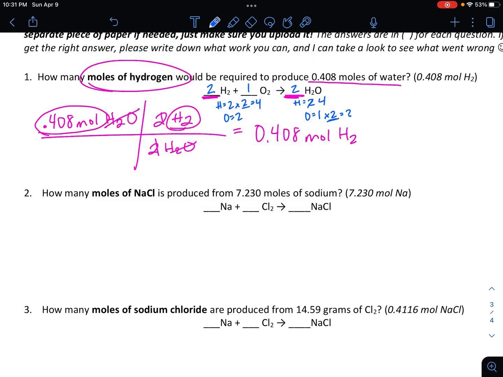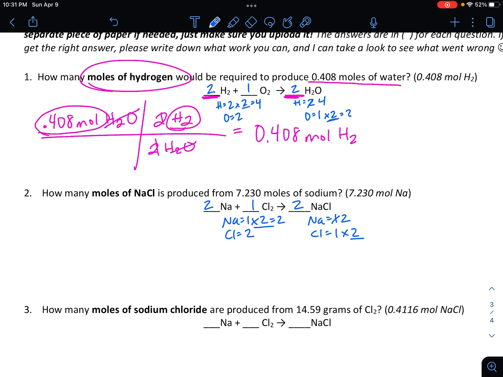We're going to do the same thing. We're going to balance. So sodium, I have 1 and 1. Chlorine, I have 2 and 1. So that means I have to multiply this by 2. That also changes my sodium. So I have to multiply this sodium by 2. And now everything is balanced.